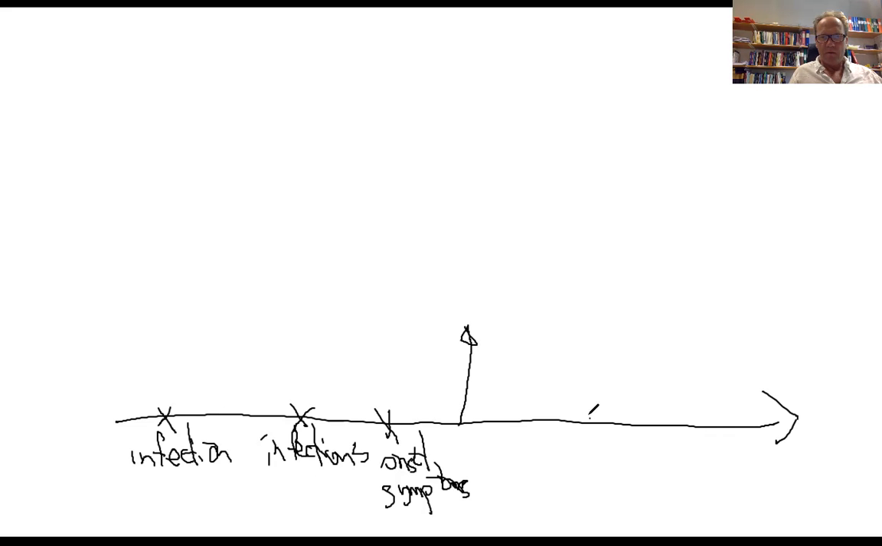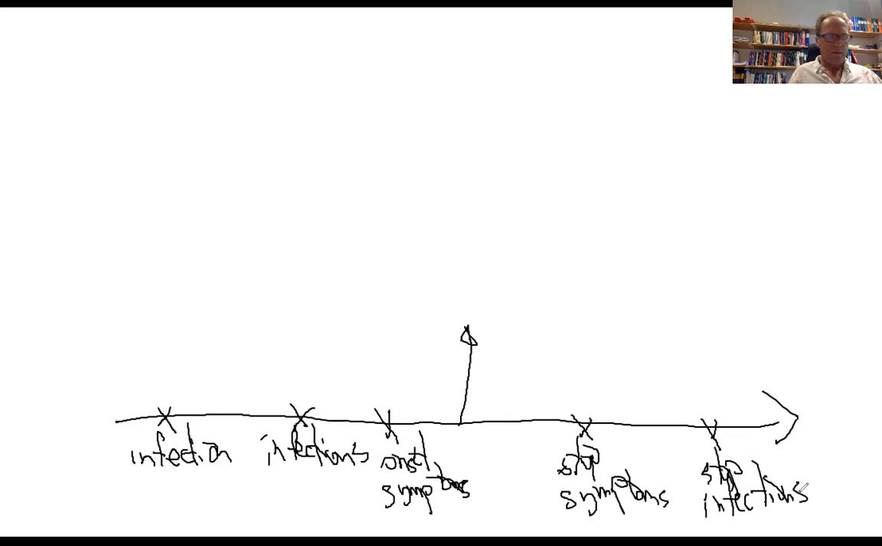And maybe here we say that is the stop of symptoms. Maybe here it is when they stop becoming infectious. So these are all time events, and then we see the durations. This thing here, that is the latent period.